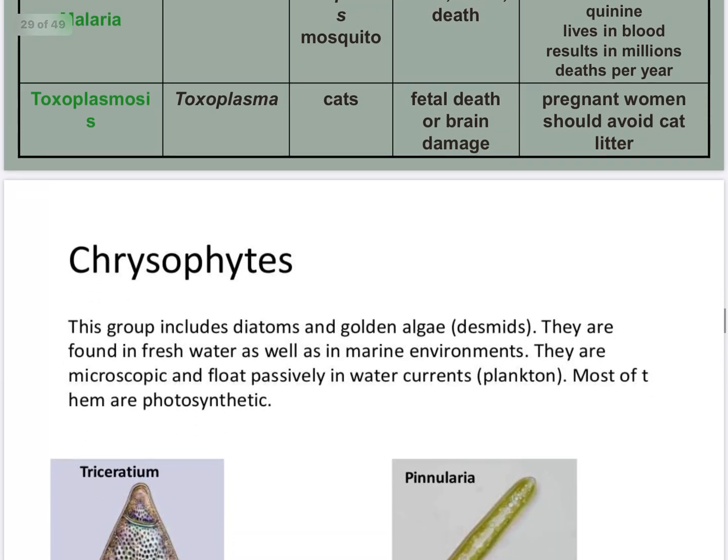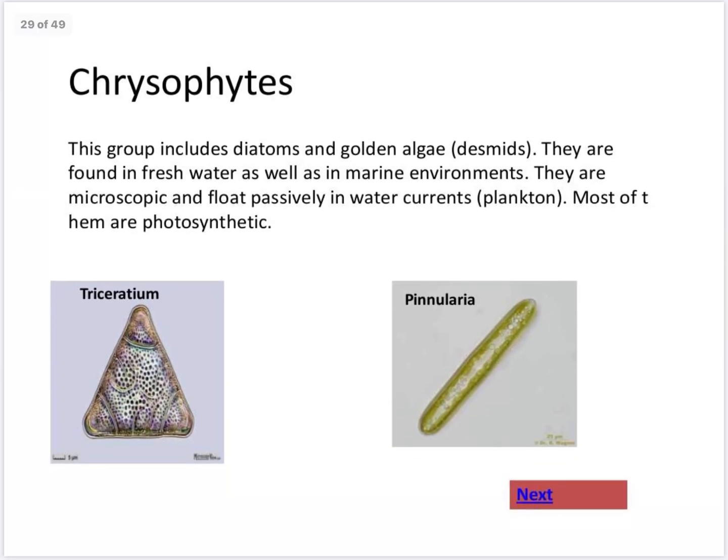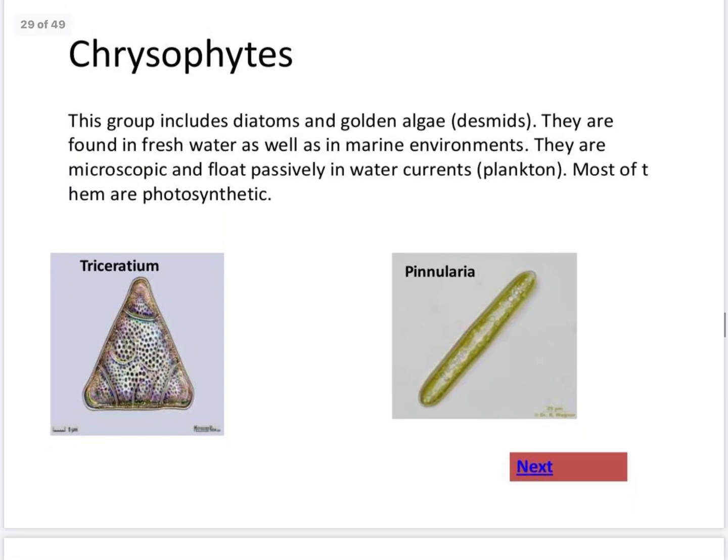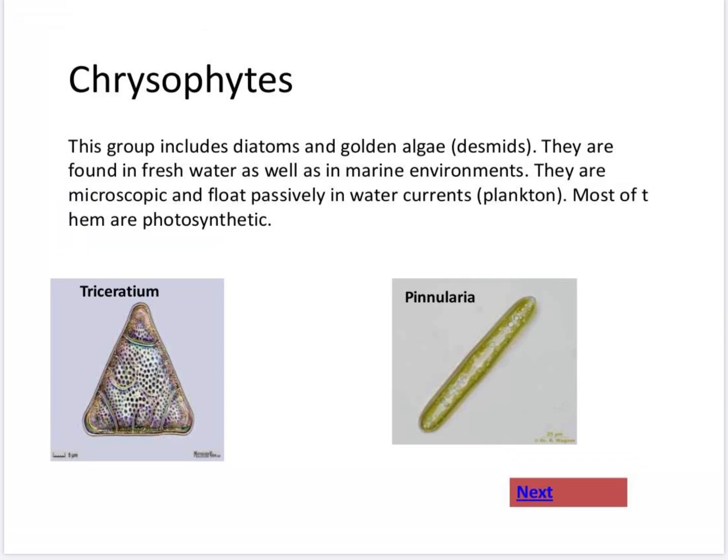Now we come to the first one, chrysophytes. Chrysophytes include diatoms and golden algae. So look at that, golden algae, UPSC question, desmids. Most of them are photosynthetic, they are microscopic and planktonic, floating passively in water currents. The walls are embedded with silica, and thus are indestructible, meaning they are very tough.